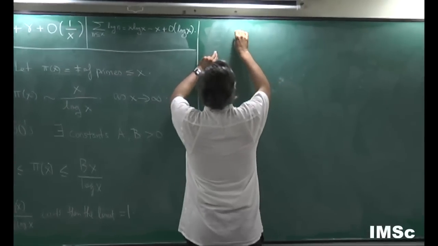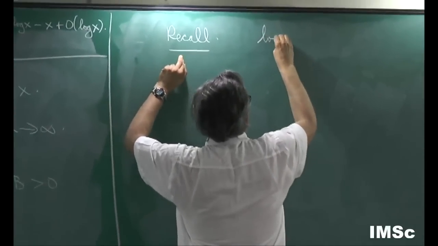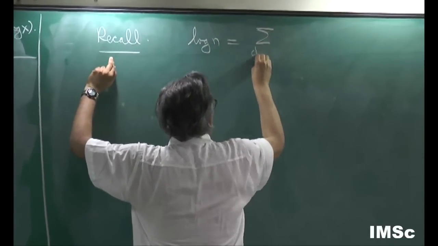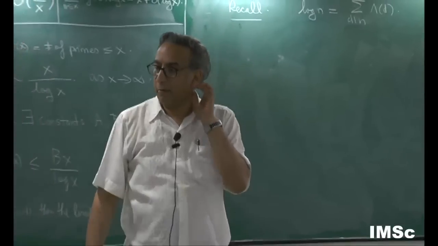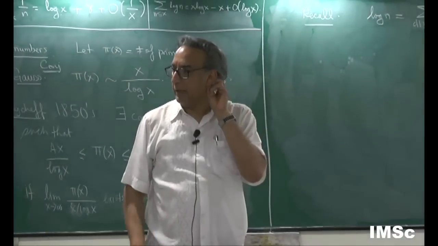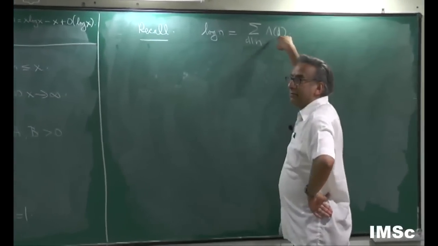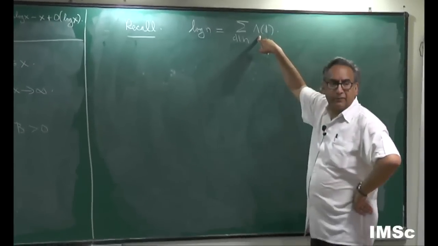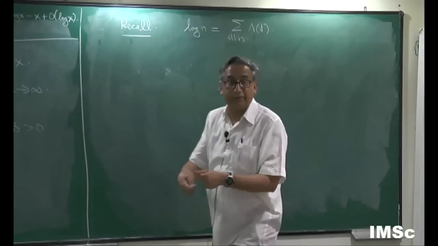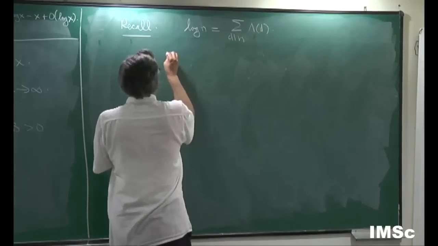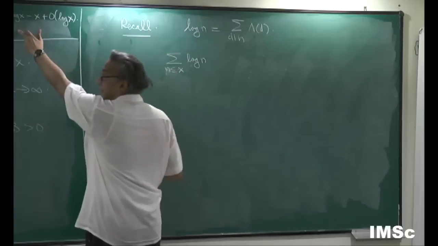Let's go back. Let's recall the von Mangoldt function. Remember lambda of d again? Lambda of d spits out log p whenever d is a prime power and 0 otherwise, right? So we know that. This is somehow, not quite, but somehow like a characteristic function of prime powers, except it's weighting the prime with the log p. It's a weighted characteristic function. So on one hand, we know the sum over n less than x of log n from this.